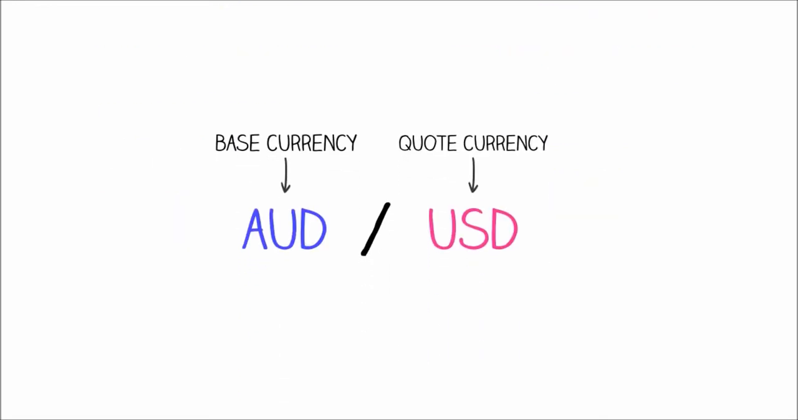When you're trying to find the exchange rate, the base currency always has to be on the left-hand side, and the quote currency has to be on the right-hand side. So if you type in AUD/USD into a search engine, or on the website of a currency exchange, you'll find the exchange rate that you're after.